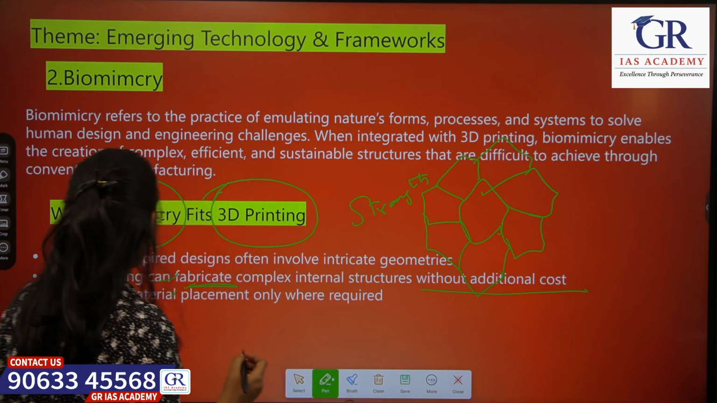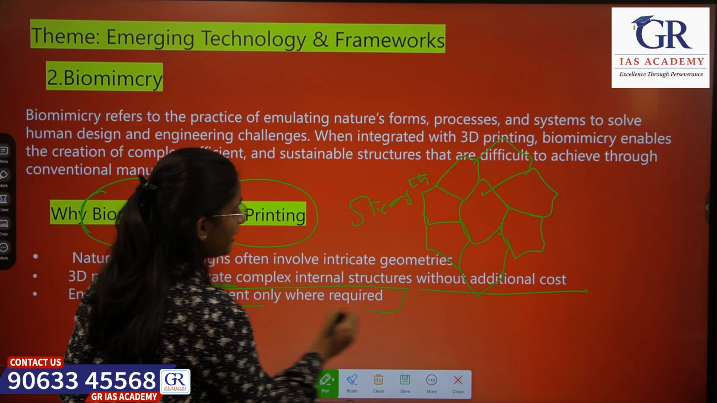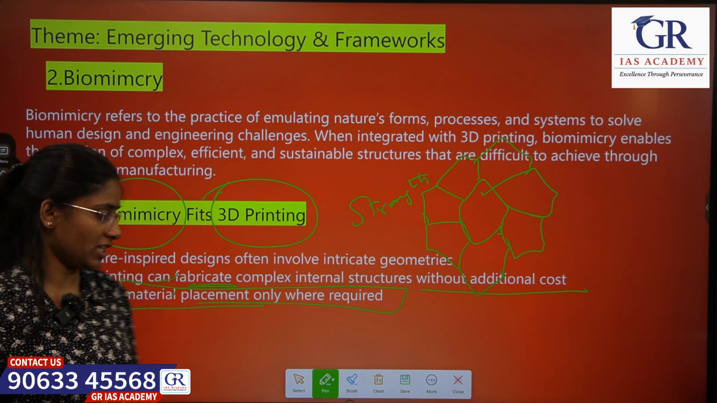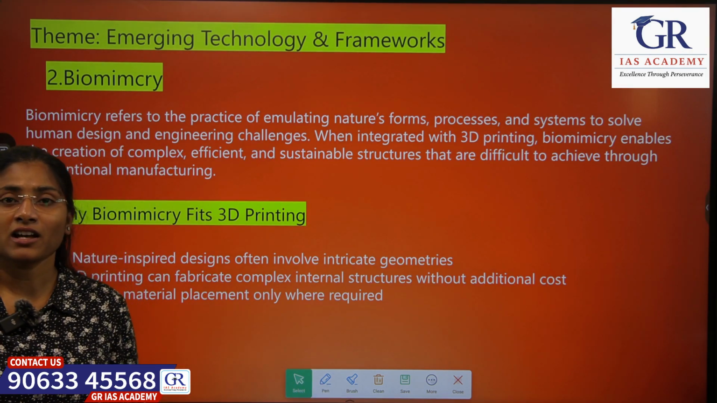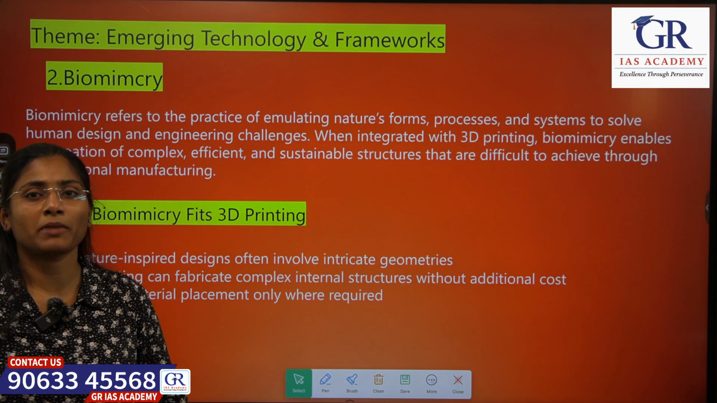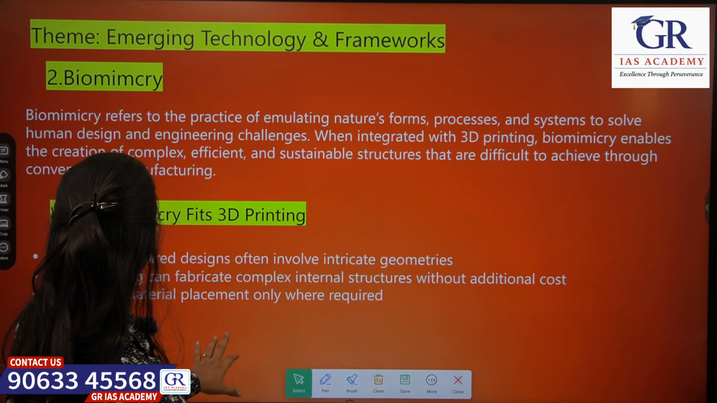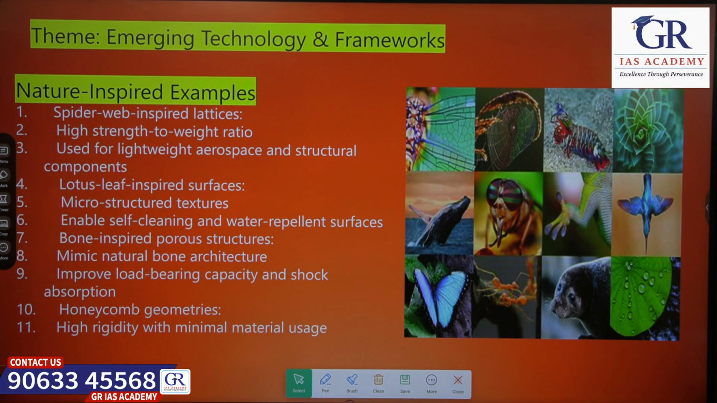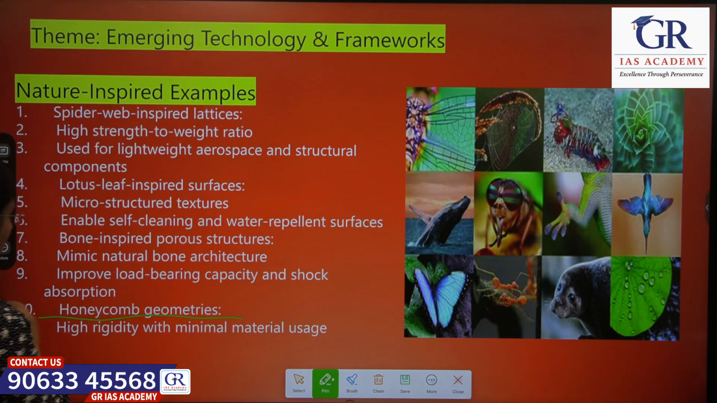So because of which, only where required we are using material, which helps us to reduce wastage. So that's why 3D printing allows us to use biomimicry to our advantage. So let's move to the examples. As if I told you, honeycomb geometries.